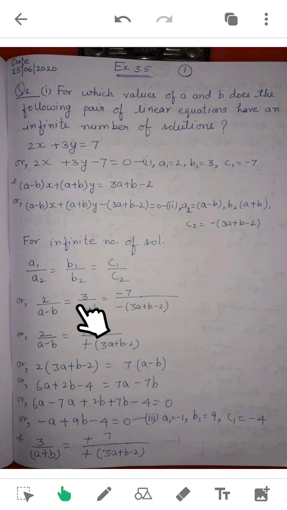Now after this, we are taking these two equations together, that is 3 upon a plus b is equal to minus 7 upon minus 3a plus b. Now we are taking these two together and leaving this one. We will not take this 2 upon a minus b. When I take 3a plus b is equal to minus 7 upon minus 3a plus b minus 2, I am getting this. The minus sign will be cancelled out.